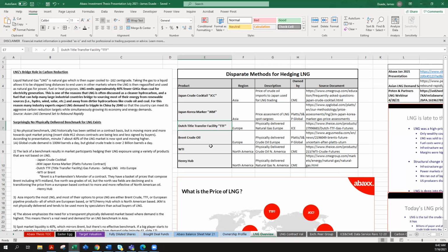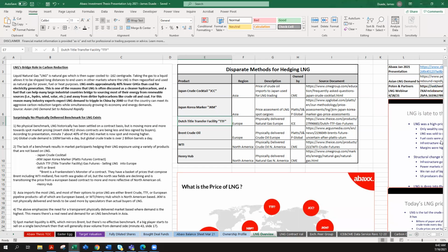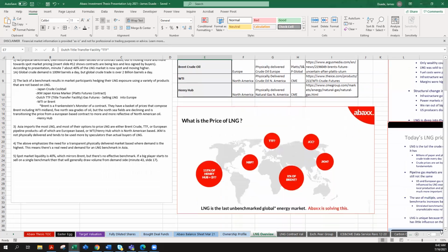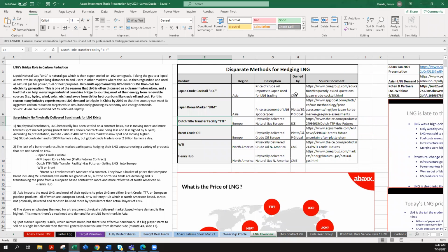None of these are physically delivered contracts that are the basis for LNG, and that's why you don't have a dominant player. Abaxx is trying to create that benchmark contract, the equivalent of WTI in North America, Brent in Europe, or Murban in the UAE. That benchmark price would be owned by Abaxx, as opposed to CME or ICE, who are the dominant players in oil and gas hydrocarbon contracts at the moment. Doing that could be extremely valuable, because the WTI contract for CME is worth billions of dollars.